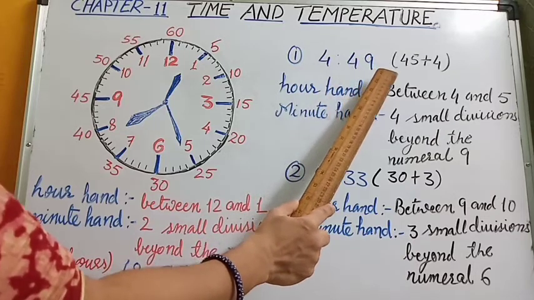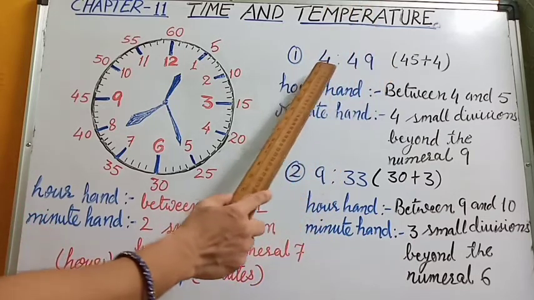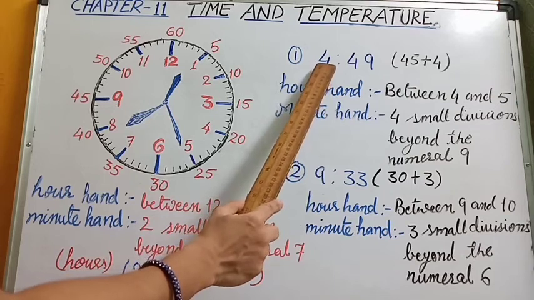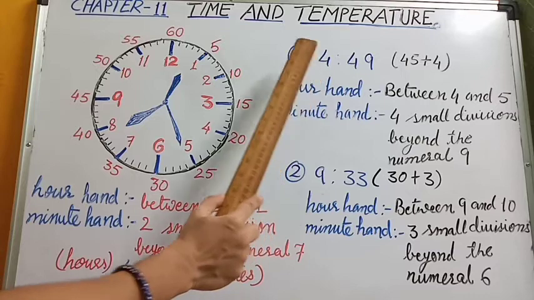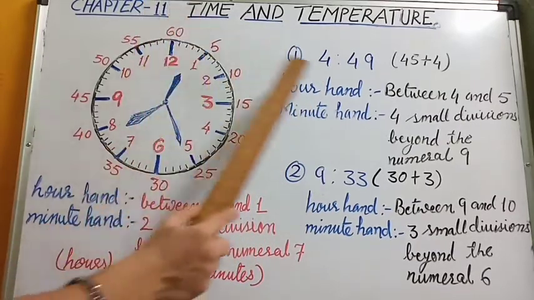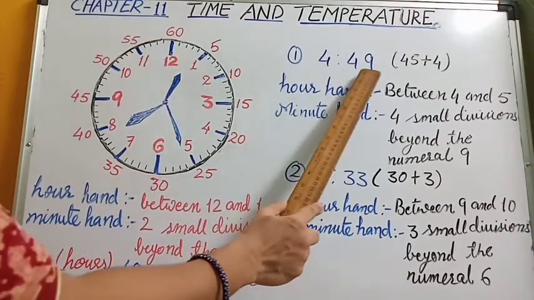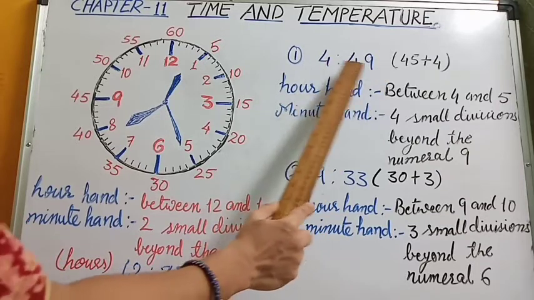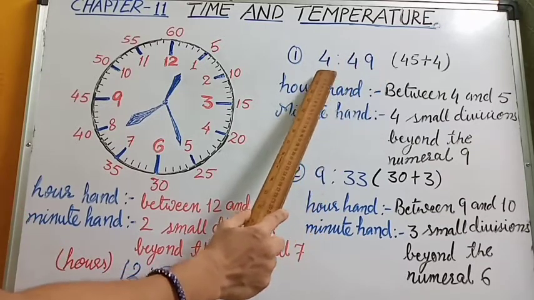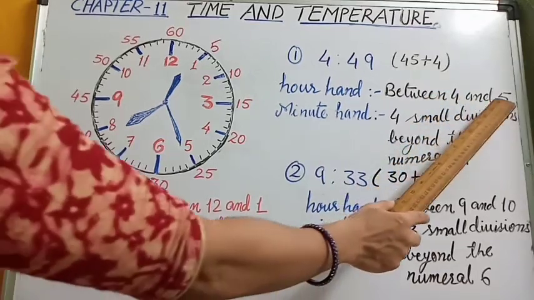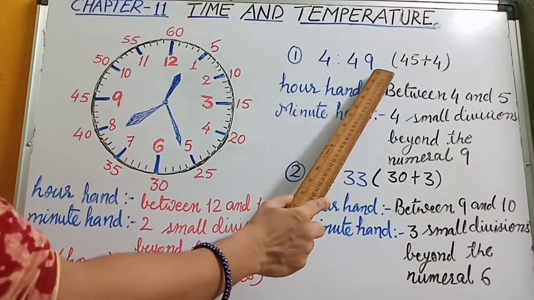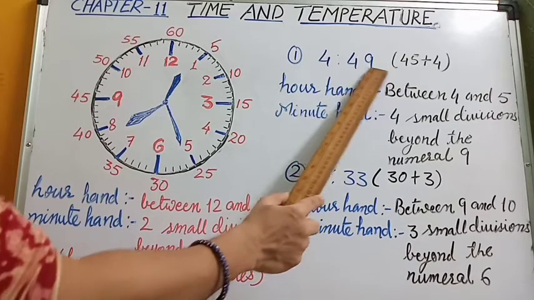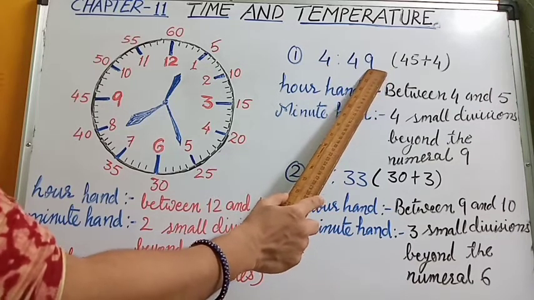So whenever the time is 4 o'clock, the hour hand will be exactly on 4. But here 4:49 is there, that means 4 hours 49 minutes. That means the hour hand will be between 4 and 5. And here the time is 49. So how can we show the minute hand? These 49 minutes, how can we show?